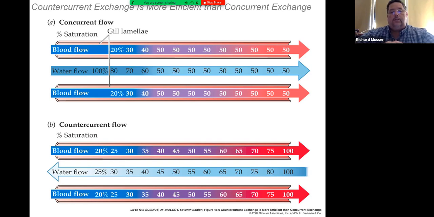But if you go to the concurrent, it goes in the same direction, and eventually what happens is that the amount of oxygen in the water equals the amount of oxygen in the blood. So you have equal saturation. And so you don't have any more oxygen coming into the blood. That's a bad thing. So that's why concurrent does not work for fish. And fish have thus evolved this countercurrent mechanism or method.